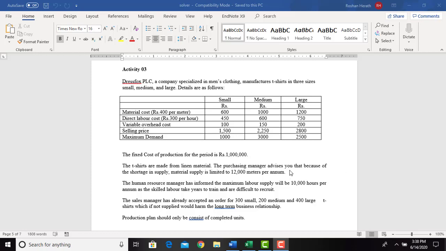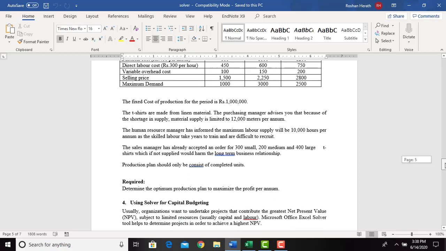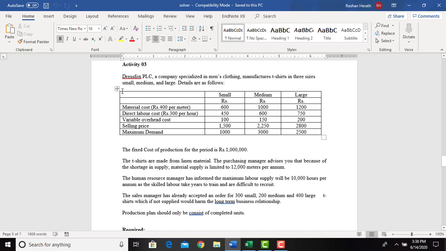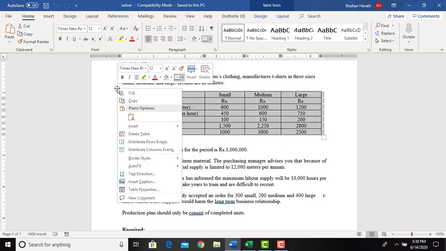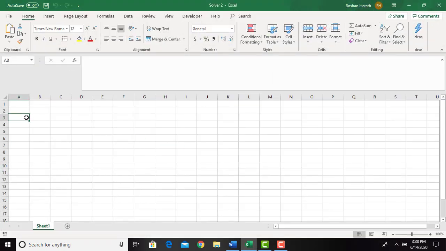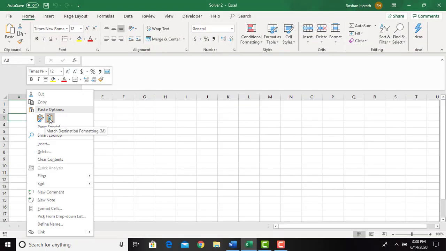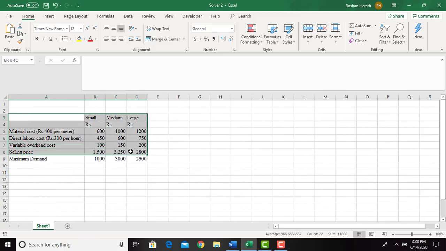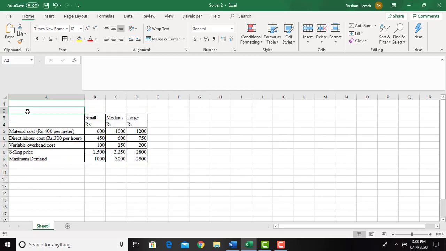When you look at the requirement, it is to determine the optimum production plan to maximize the profit per annum. You need to maximize the profit, so what is the optimum production plan? That's what the question is about. Right, as usual, let's copy this information and get that into an Excel sheet initially. These are the given information. In fact, that is going to be your inputs.